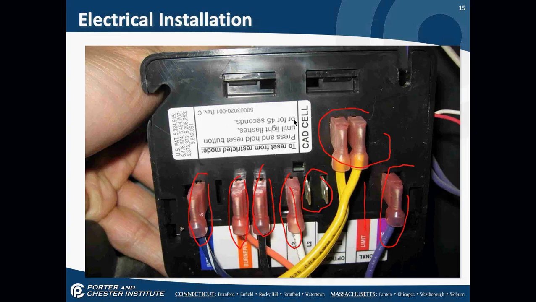Okay, now, again, under here, there's a label that tells the technician how to reset this control if it's totally locked out. Okay, this is normally on a wiring box. Line voltage connections are all made in enclosed areas.